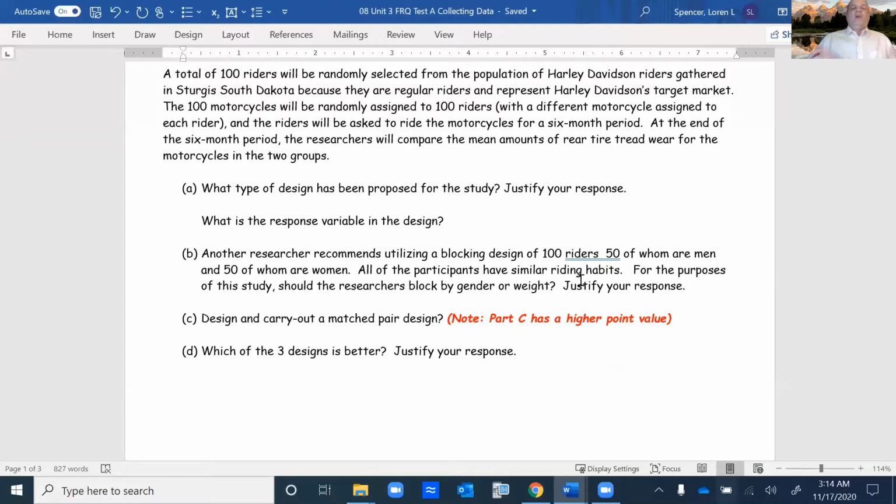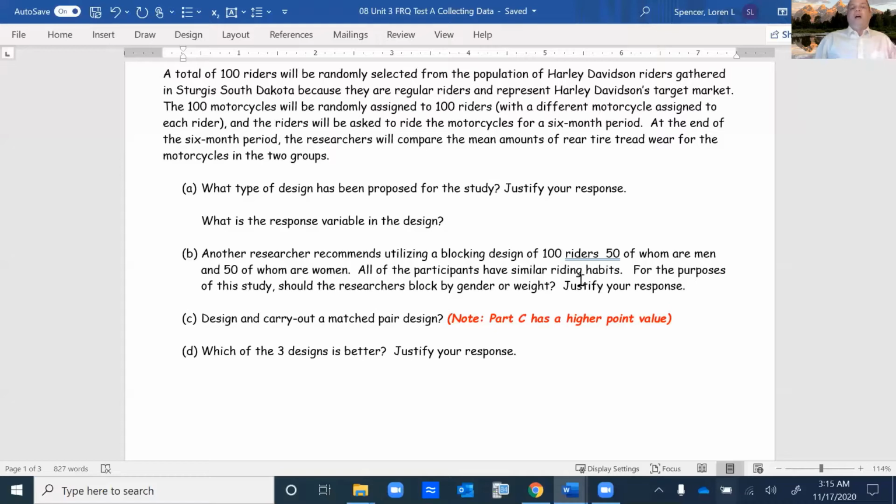Once again, they told us that the riding habits are similar, so we're going to assume that there's not a substantial difference in the way the genders ride the motorcycle. However, there could be differences in weight, and weight may impact the study. You always block on the variable that you believe will have the greatest impact on the study. And in the way this is set up, it sounds like weight will have a greater impact than gender on treadwear. So what you should be saying is block on the variable that has the greatest impact.